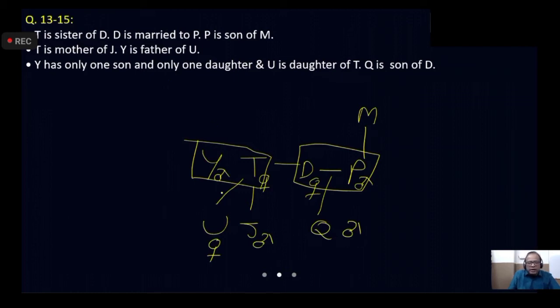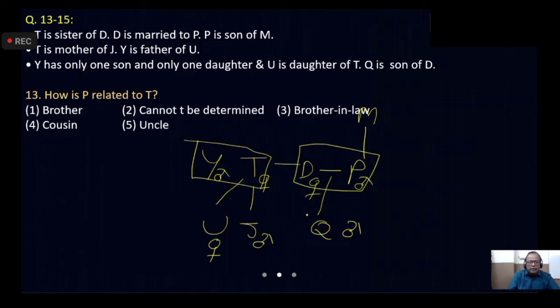So did we represent everything? Check again. T is sister of D. Fine. D is married to P. P is son of M. Then T is mother of J. Y is father of U. Y has only one son and one daughter. U is a daughter of T. Q is son of D. We represented everything. Now this diagram is ready, so we can take the questions.